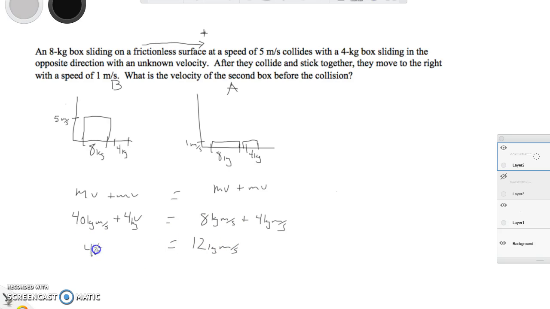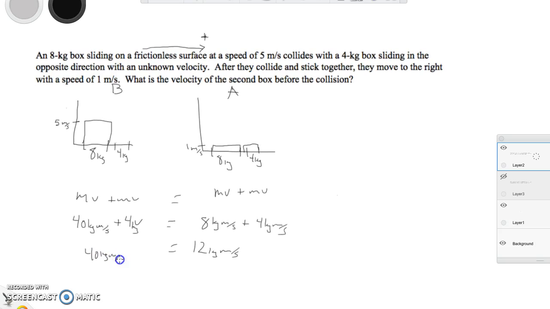And then we get 40 kilogram meters per second plus 4 kilograms times v is equal to 12. So from here we're going to subtract 40 over. We get 4 kilograms times v is equal to negative 28 kilogram meters per second, and we'll divide over the 4 kilograms, and we get velocity to be equal to negative 7 meters per second.